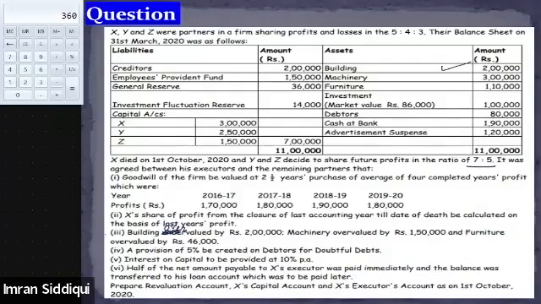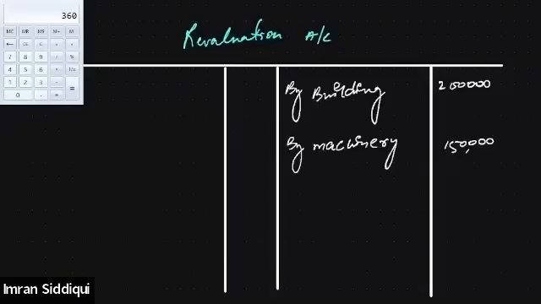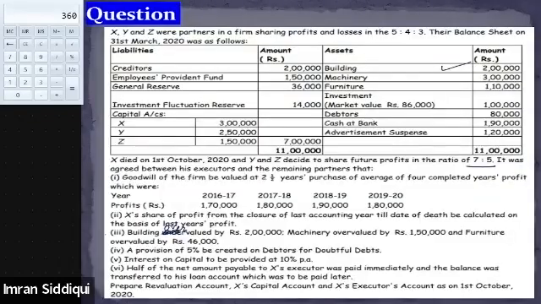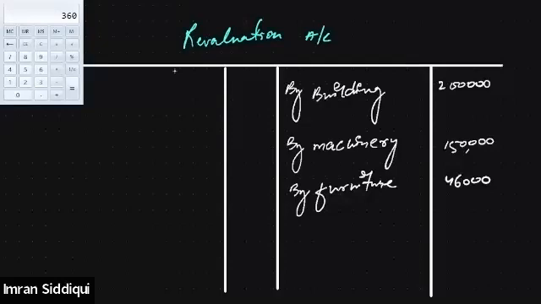Then furniture overvalued by 46,000, by furniture. And a provision has to be made for the doubtful debtor at 5%, 5% on 80,000. So on this side, to provision for debtor.